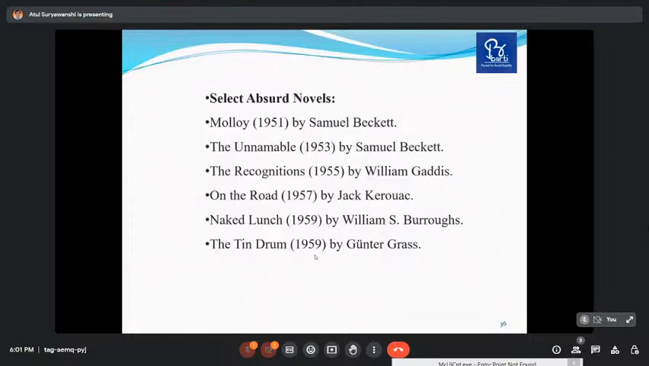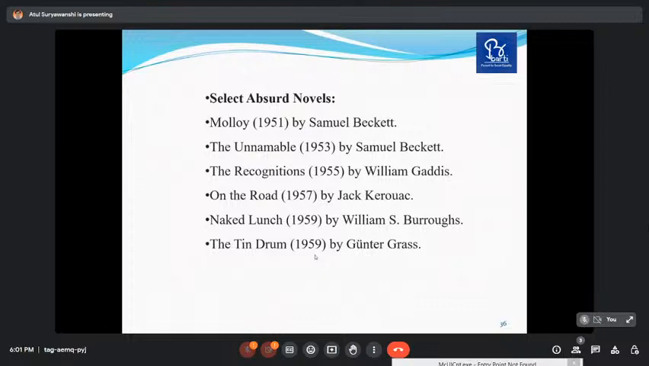Let's proceed further. Select absurd novels. So, Molloy, which was published in 1955 by Samuel Beckett. The Unnameable in 1953 by Samuel Beckett once again. Samuel Beckett is the recipient of the Nobel in 1969. The Recognitions in 1955 by William Gaddis. On the Road in 1957 by Jack Kerouac.